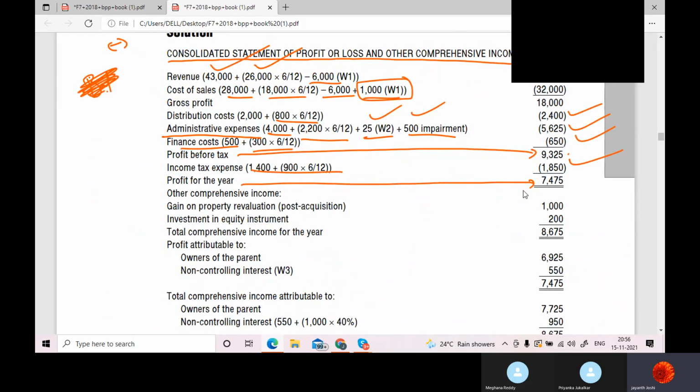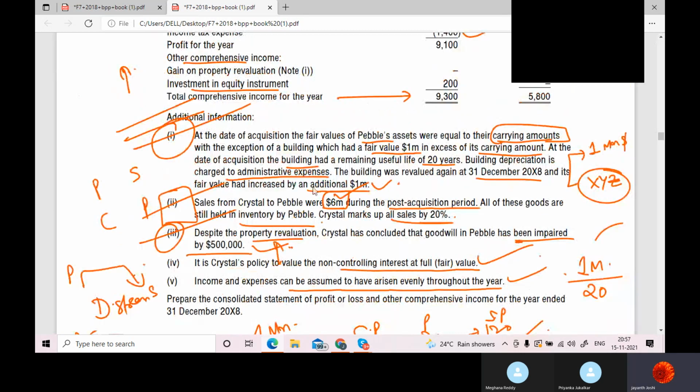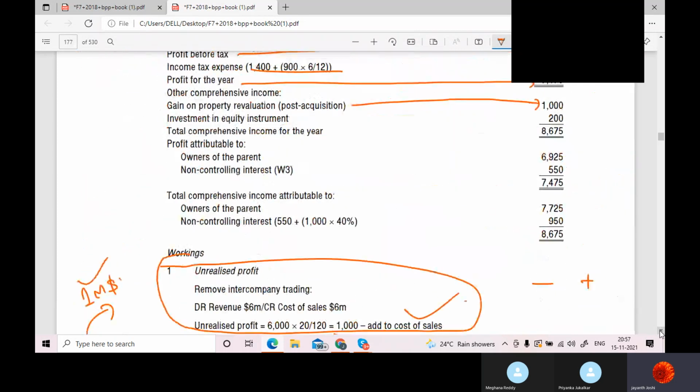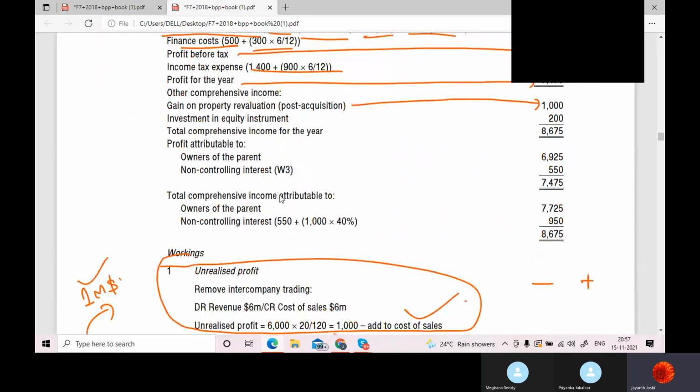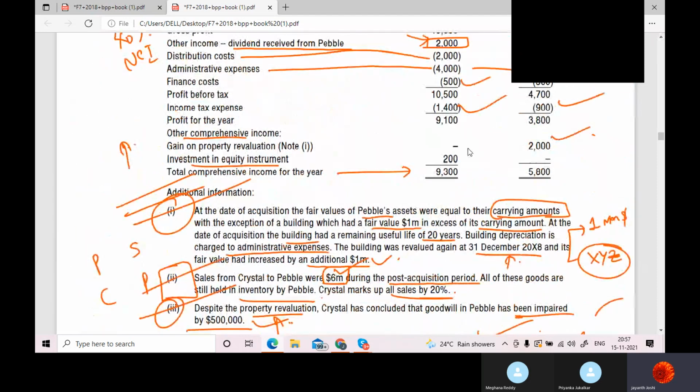The gain on property revaluation is 1 million. We already know that it has increased by 1 million, and again it has increased by one additional 1 million. So when they revalued again at the end of the year, it increased by 1 million. Revaluation gain. Done. And investment in equity instrument also comes in the OCI section. So we will take this.